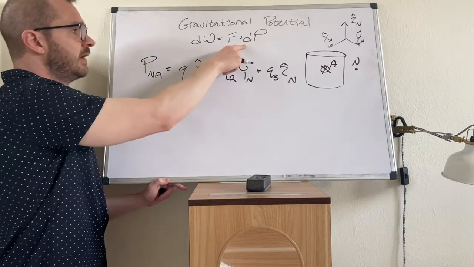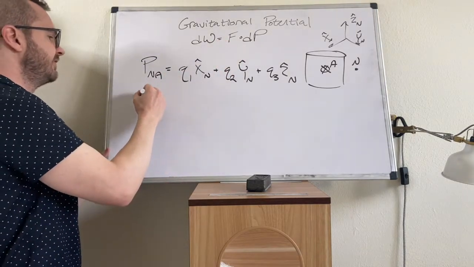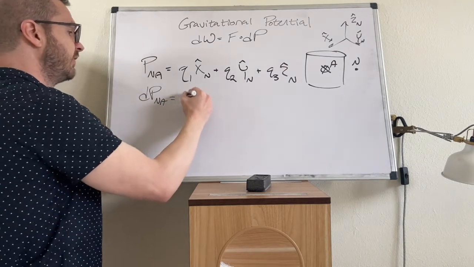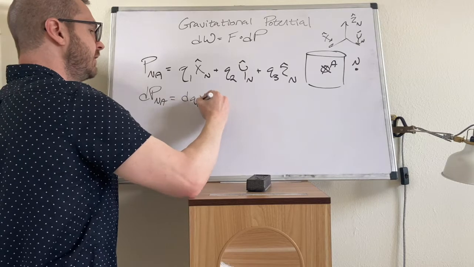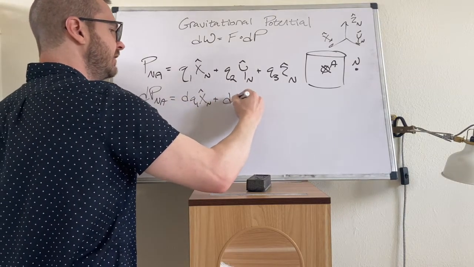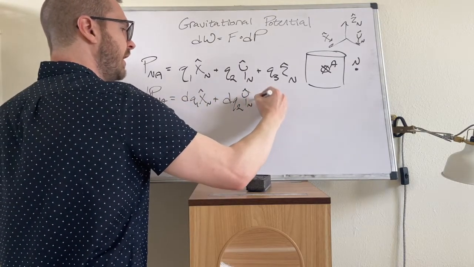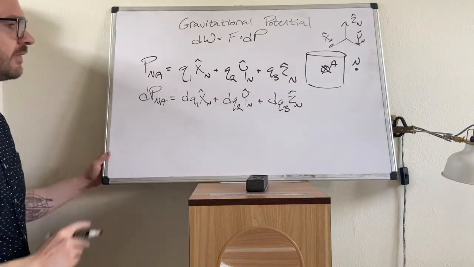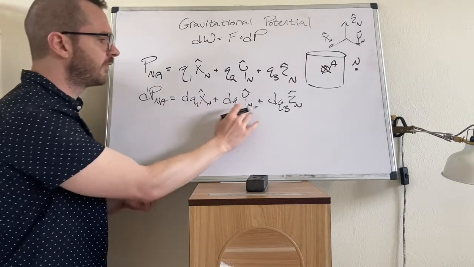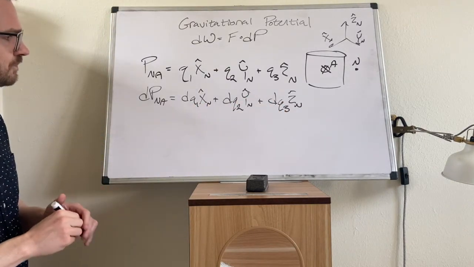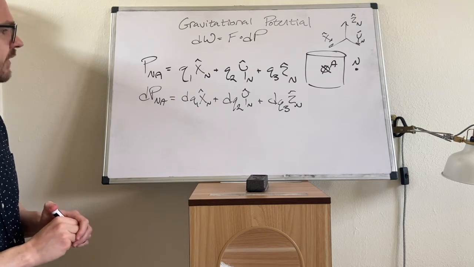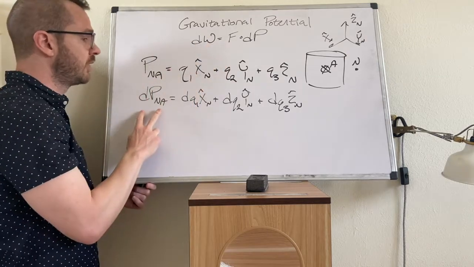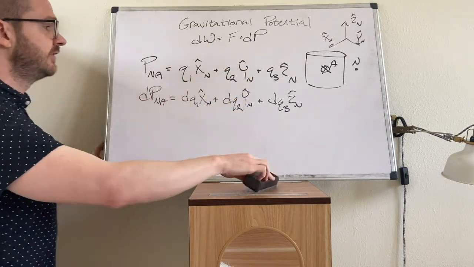So what's the differential change in this position vector? So d p in A, you can distribute that differential operator. So this is d q1 in the x in, d q2 in the y in, and d q3 in the z in. Just because it's differential doesn't mean it's not a vector. So don't forget your directions. So let's take gravitational force and put it in here, and we're going to take our differential position and put it in as well.